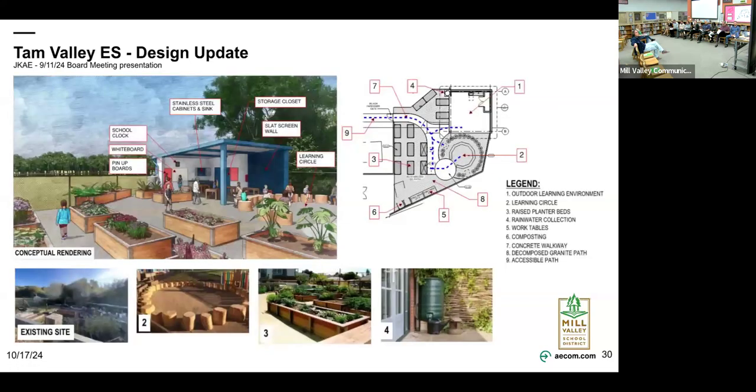So similar to Strawberry, essentially the outdoor learning classroom around the existing garden, upgrading planters for ADA compliance, and same features as the other site.